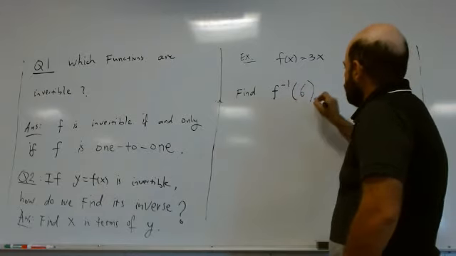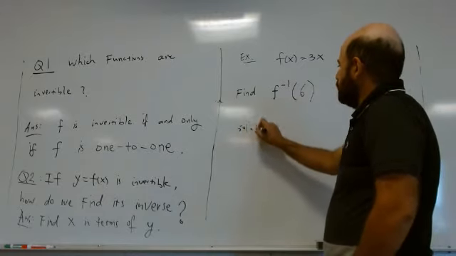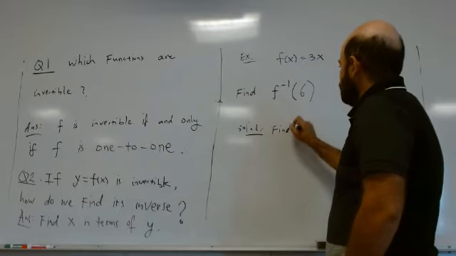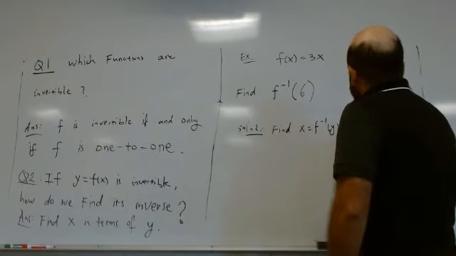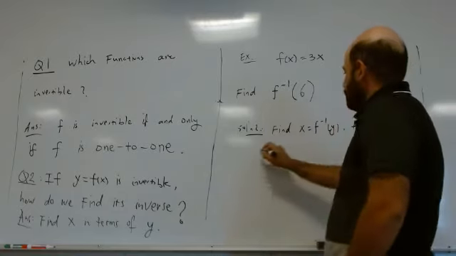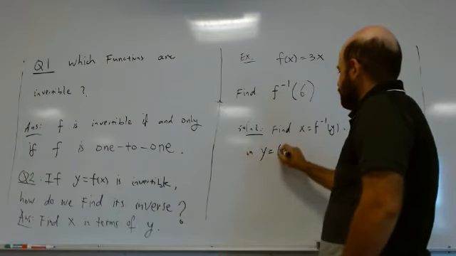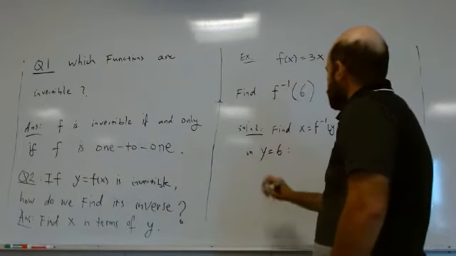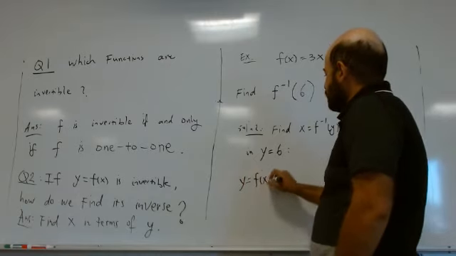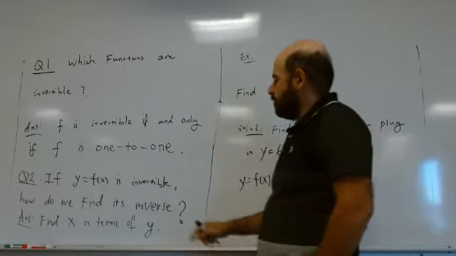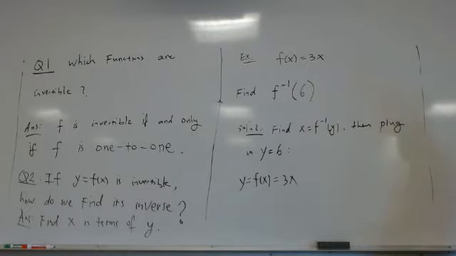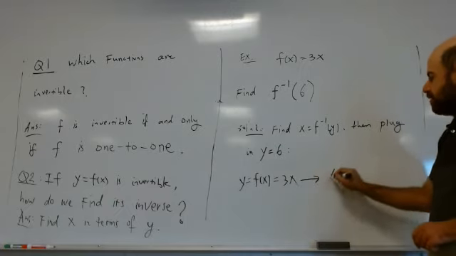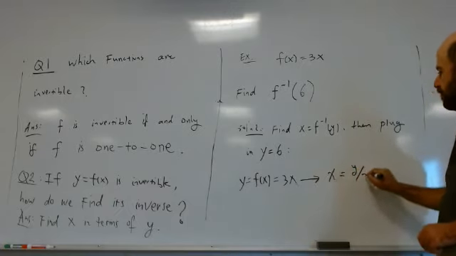We want to find f inverse of 6. So, solution 2: find x equals f inverse of y, then plug in y equals 6. So we have y equals f of x equals 3x. And we just said that to find the formula for f inverse, we need to find x in terms of y. So how much is x in terms of y? y is equal to 3x, so x is equal to y over 3.